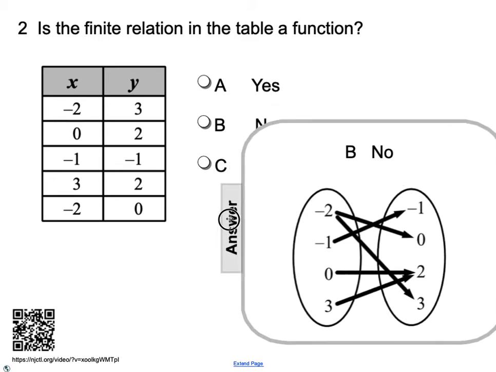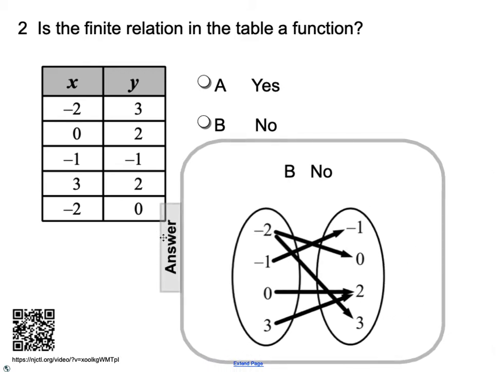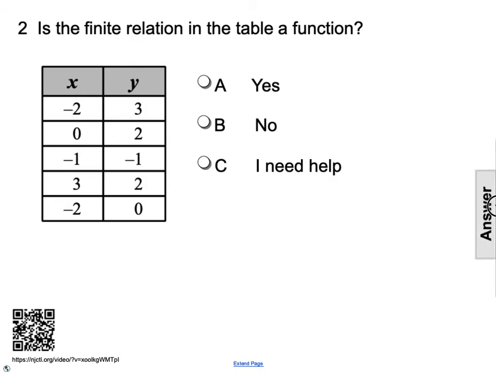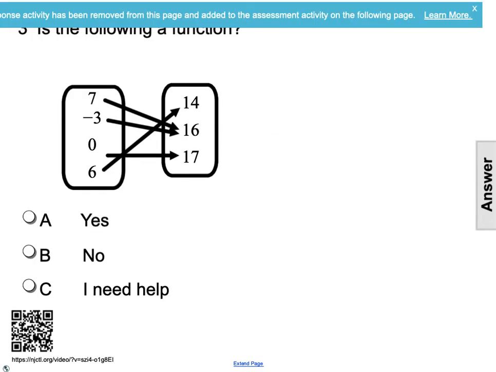The answer is no, because if you put it in a mapping diagram, you could see that -2 here repeats. -2 is assigned to 2 y values. -2 is assigned to 3, and -2 is assigned to 0.